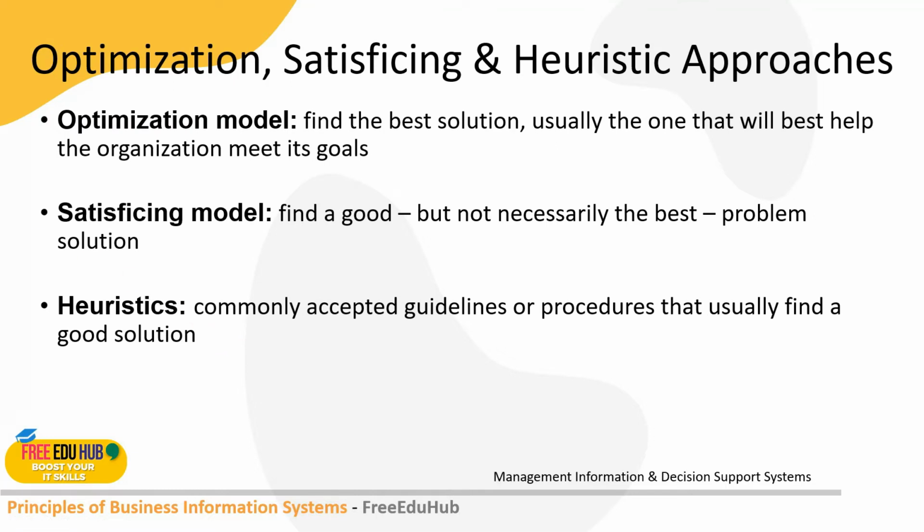Now, if we talk about optimization, satisficing model, and heuristics, an optimization model finds the best solution, usually the one that would best help the organization in meeting its goals. For example, an optimization model can find the appropriate number of products that an organization should produce to meet its profit goals. Given certain conditions and assumptions, a limit on the number of available work hours in a manufacturing facility is an example of a problem constraint.